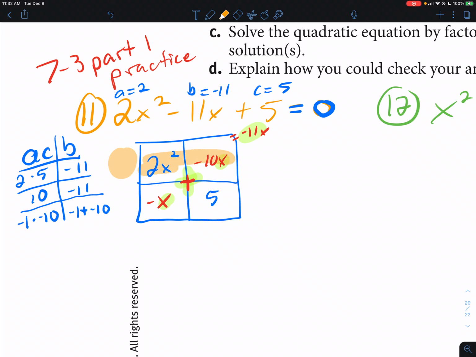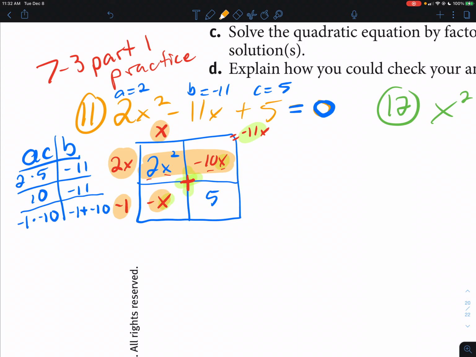What is the greatest common factor of 2x squared and negative 10x? Well, they're both even, so I can take out a 2. And they also both have at least one x in common. So 2x will go there, which means I need x up here. And then what times x gives us negative x? Well, that would be negative 1.